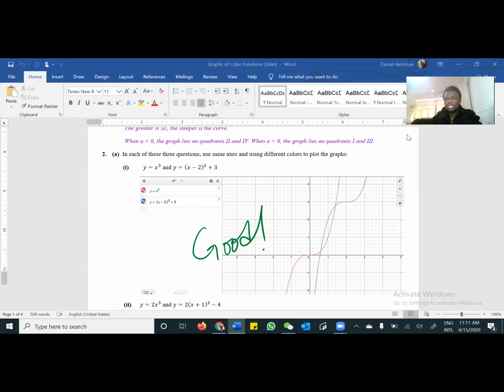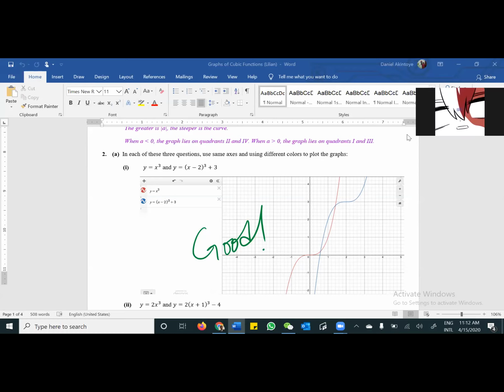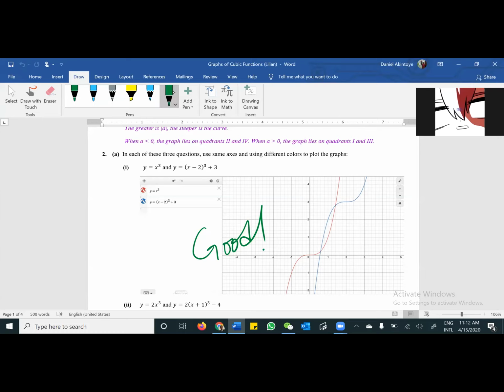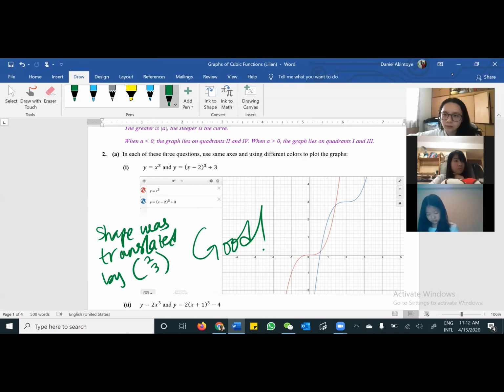So basically, that shape was actually translated by a vector. This vector is (2, 3) this time around. Remember translation in our geometry, maybe in IGCSE classes? Translation is the horizontal and vertical movement of shapes. And the vector tells you if the x part of the vector is positive, then you are moving forward, you are moving towards the positive x axis.